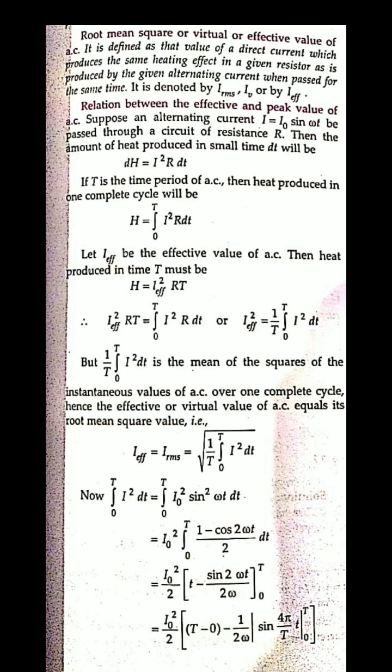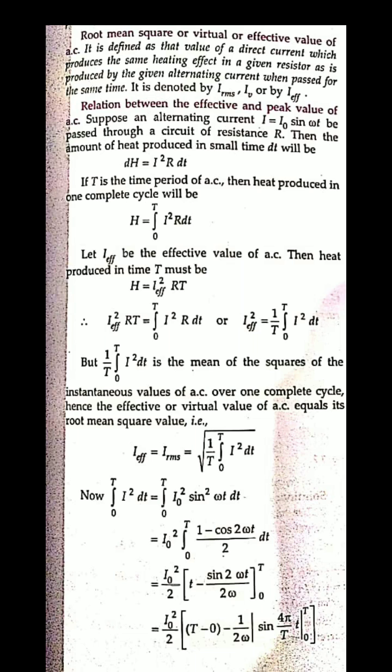So dH equals, from Joule's law, I squared R dt. Now if T is the full time period of AC, then for the heat produced in a complete cycle, we integrate both sides. Integration of dH gives H, and integration from 0 to T of I squared R dt. Now if I effective, or you can write I_V or I_RMS, anything you can write. Here it is written as I effective.